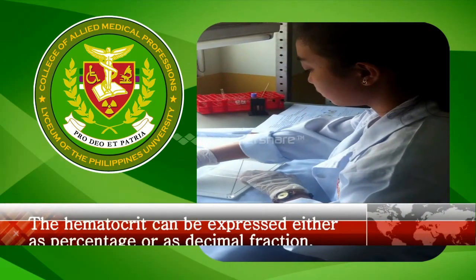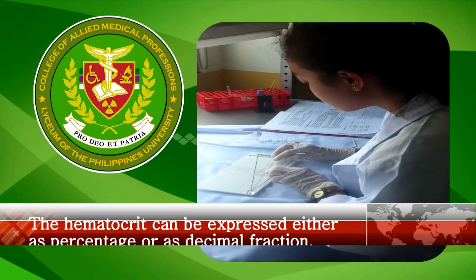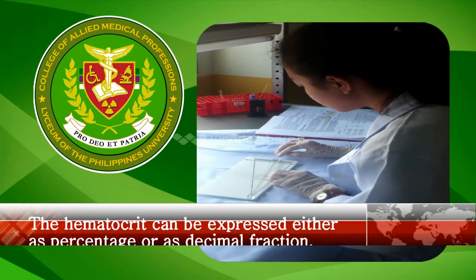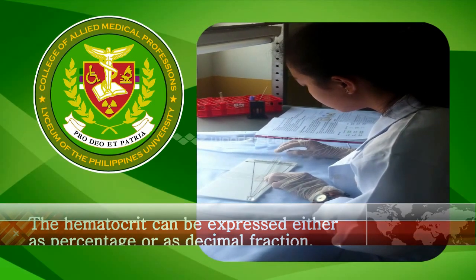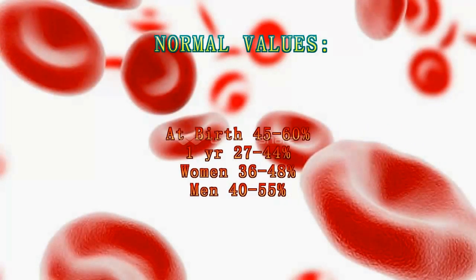The hematocrit may be expressed either as a percentage or as a decimal fraction. The normal values in terms of percentage: at birth, 45 to 60%; 1 year, 27 to 44%; women, 36 to 48%; and men, 40 to 55%.